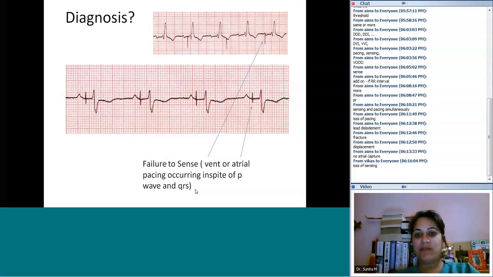Because in spite of the P wave, you're getting pacing. Look at this lower one. You've got a P, but you're still getting a pacing spike. That means it did not sense the atria. Look here. You've got a QRS and then a T, and then you've got a pacing spike. It did not sense the ventricle. So whenever you get pacing spikes which are very random, that means there is failure to sense.